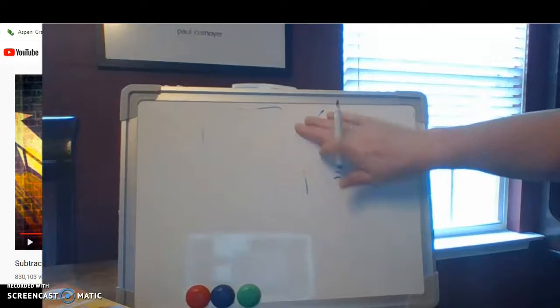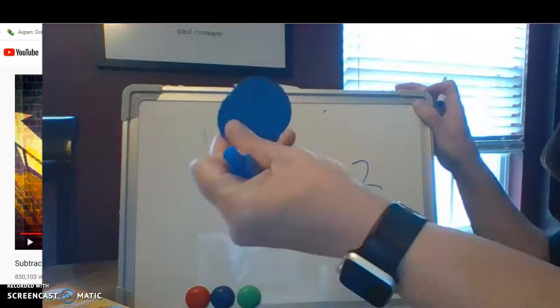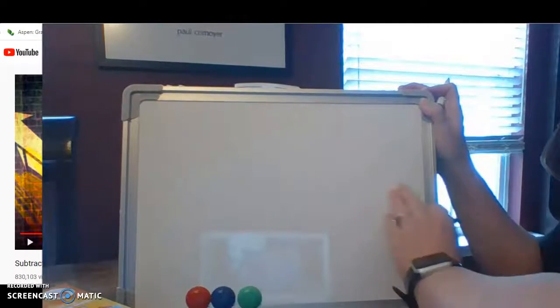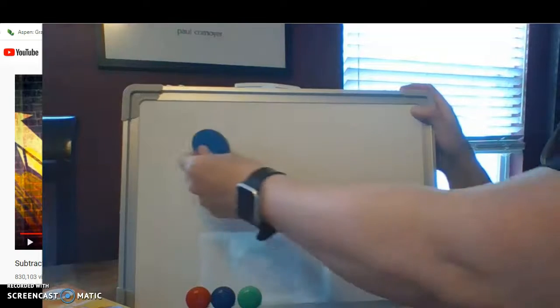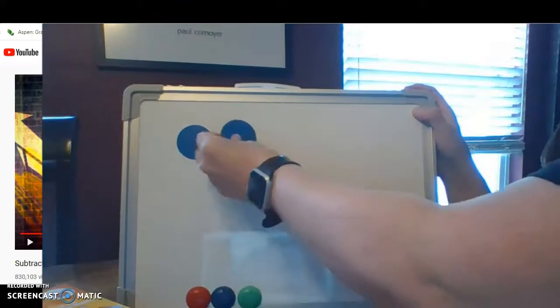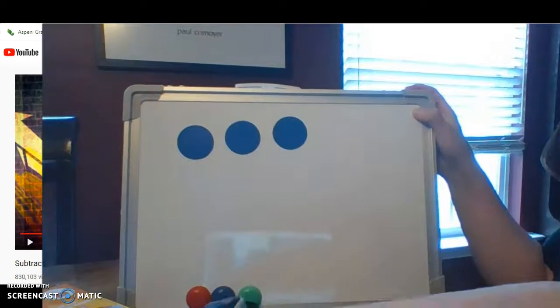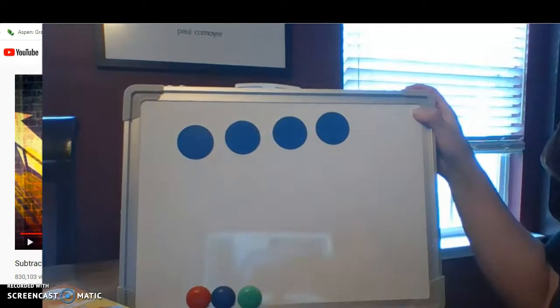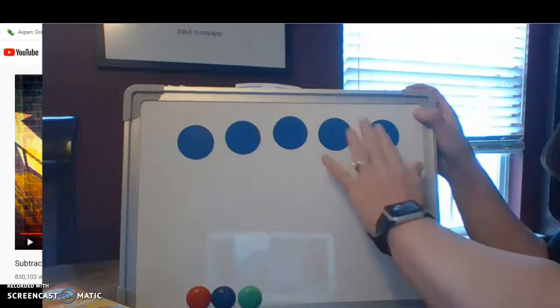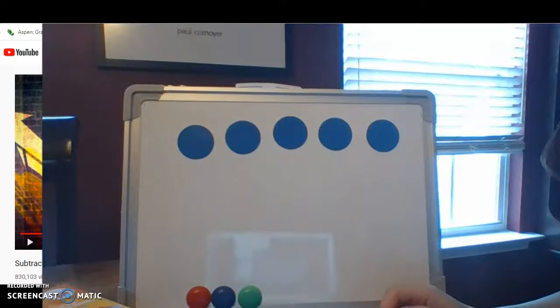And I'm going to use my magnetic things to kind of show you how to take away. All right. So let's say that Yayla had 5 cookies. 1, 2, 3, 4, 5. There's your Yayla's 5 cookies.